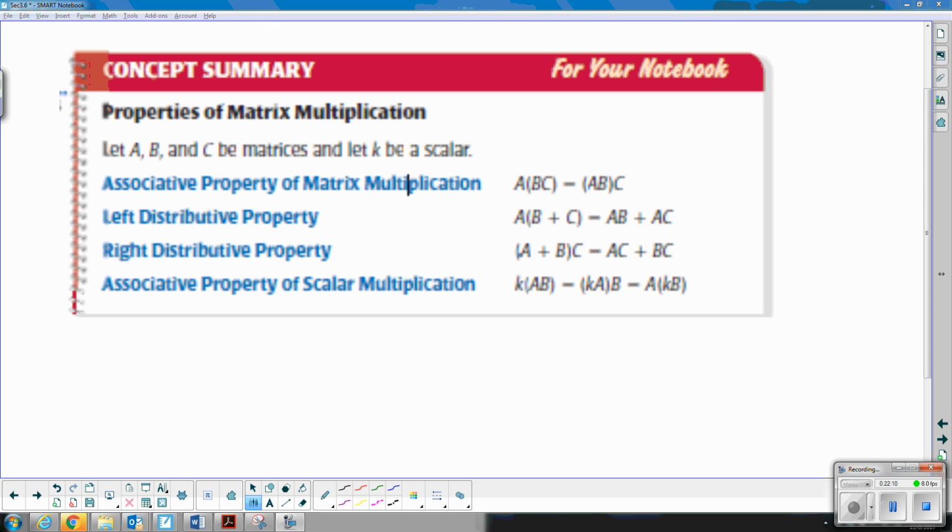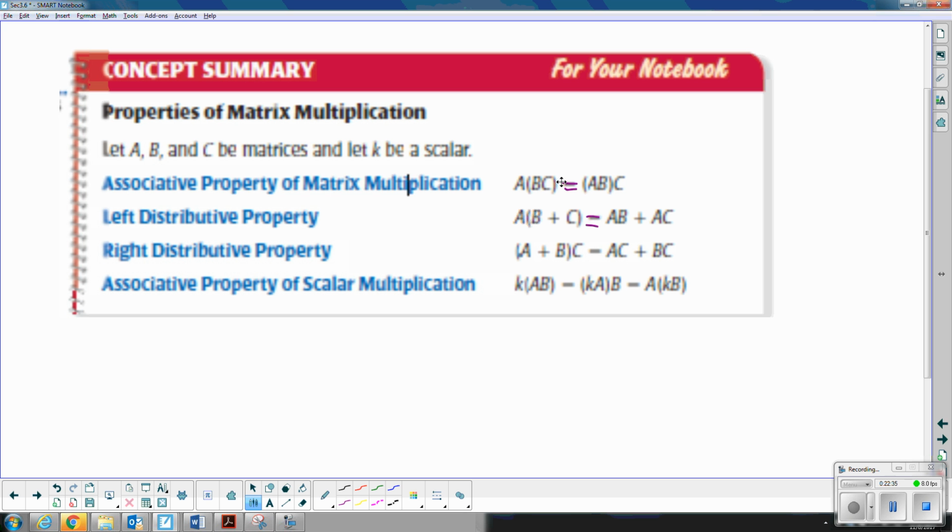And then here are some properties of matrix multiplication. Associative property of matrix multiplication: A times BC equals AB times C. Left distributive property: A times the group B plus C equals AB plus AC.